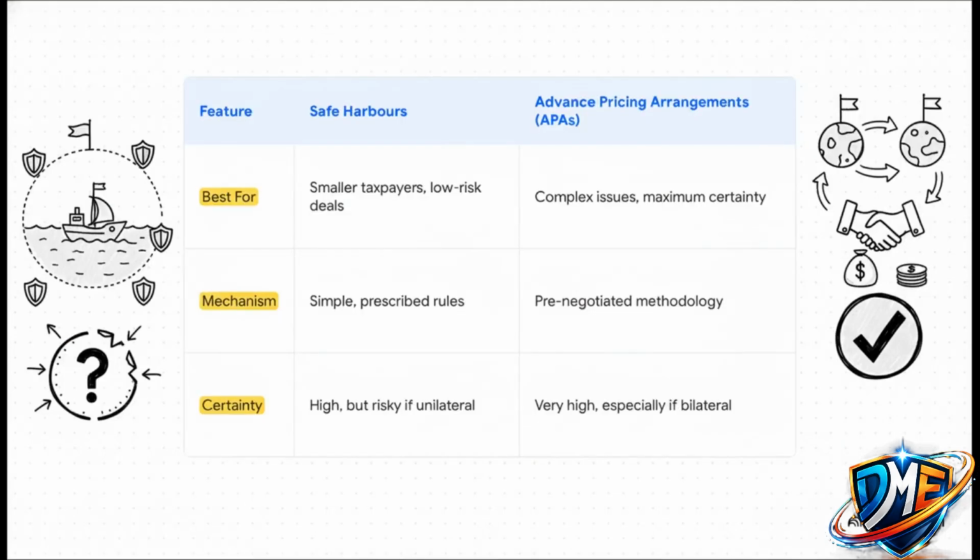So let's compare the two big ones. On one hand, you have safe harbors. Think of these as simple, off-the-shelf pricing rules for smaller, less complicated transactions. They're easy to apply. On the other hand, you have advanced pricing arrangements, or APAs. These are for the really big, complex stuff, where a company actually negotiates its entire pricing methodology with tax authorities in advance to lock in total certainty.